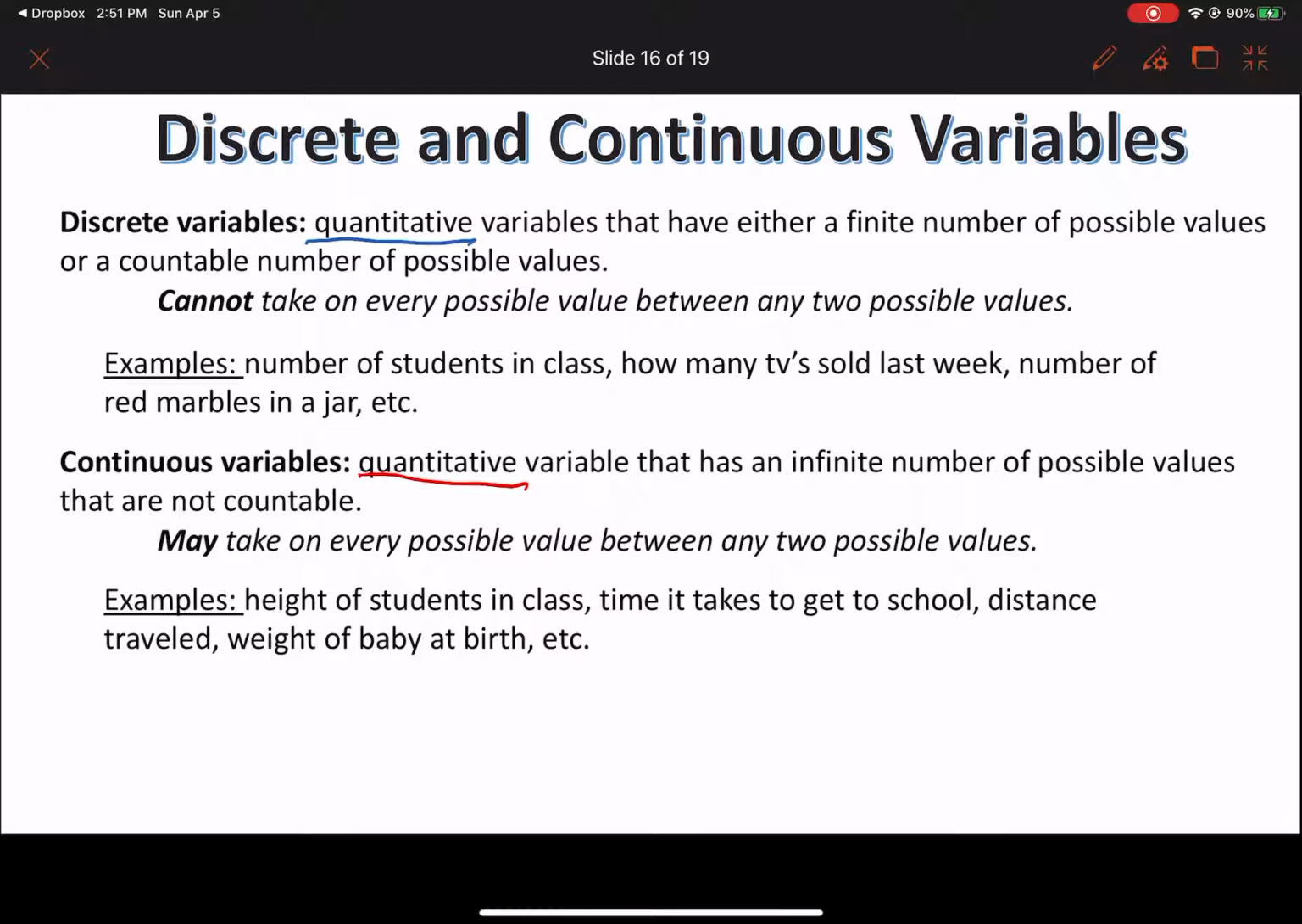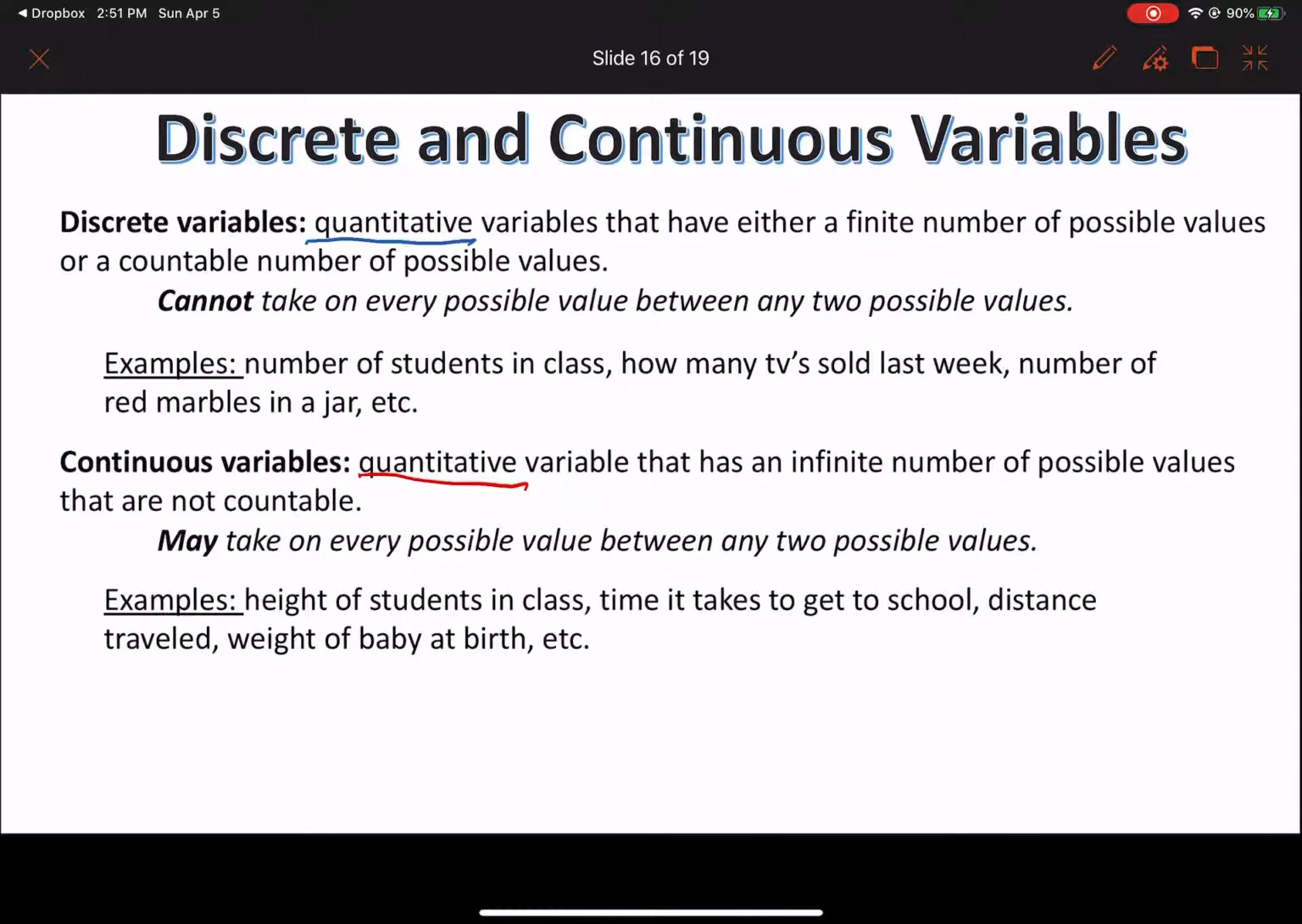Time it takes to get to school. You're going to hit every value in between. If it takes me a half hour to drive to school, I was still driving at the 25-minute mark. I was driving at 28 minutes. I was driving at 29 minutes, 30 seconds. Distance traveled. You don't jump from 1 mile to 2 miles. You have to travel every distance in between.